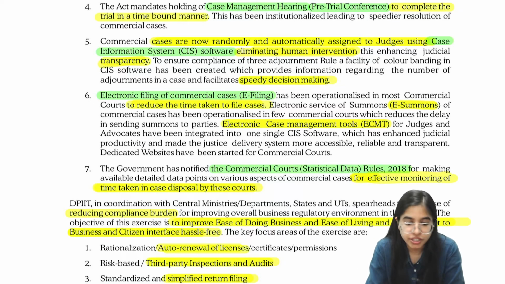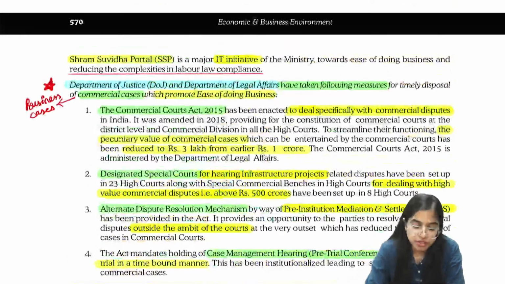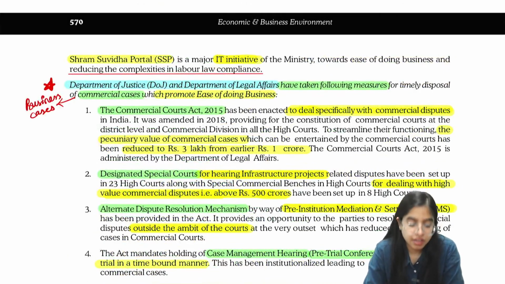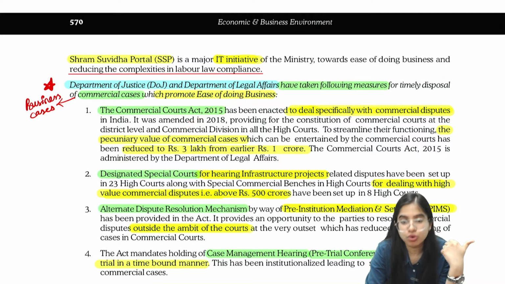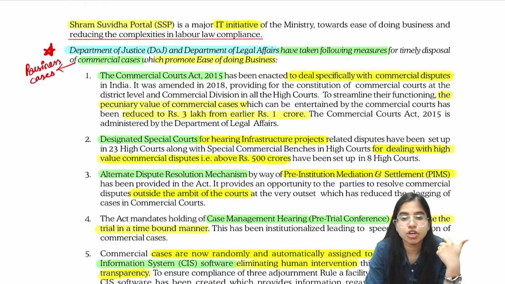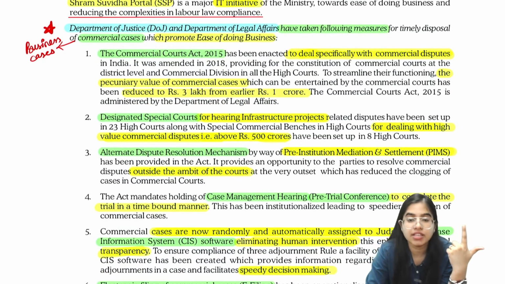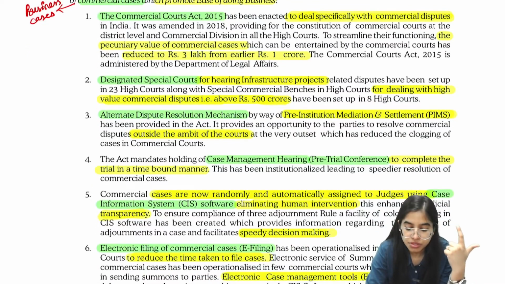So this is a good initiative taken by the Department of Justice. What initiatives has the Department of Justice taken to solve commercial cases faster, for promoting ease of doing business? We have made a proper act, the Commercial Courts Act, in which we have reduced the minimum case value from 1 crore to 3 lakhs. Next, we have designed a special code for infrastructure, for which the minimum case value is 500 crores.